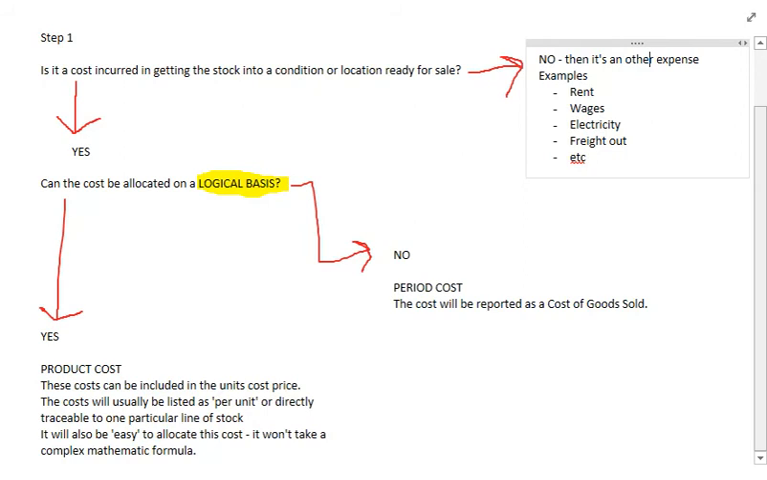So if it's the freight in, but there's only one kind of stock in the delivery, and it's a nice easy number, say $100 over 100 units, we go $100 divided by 100 units would be $1 each. So it would include $1 of freight in expense in the cost price of the unit of stock. So it's very easy to allocate this cost. We don't have to use some complex mathematical formula.